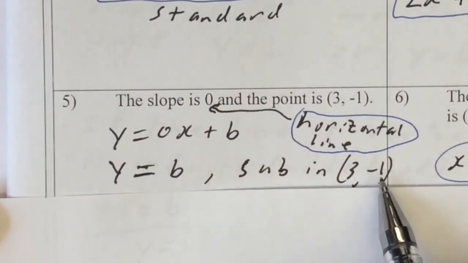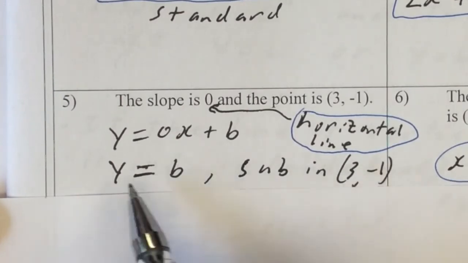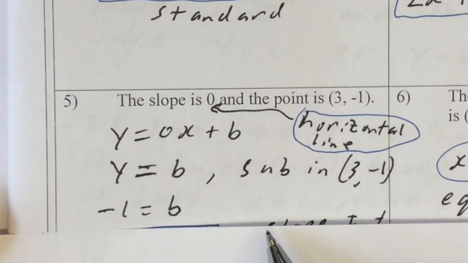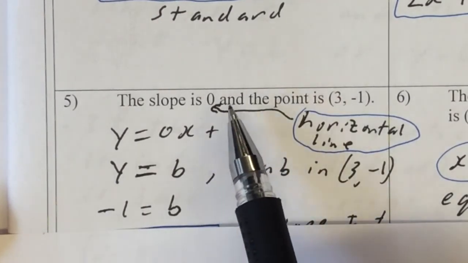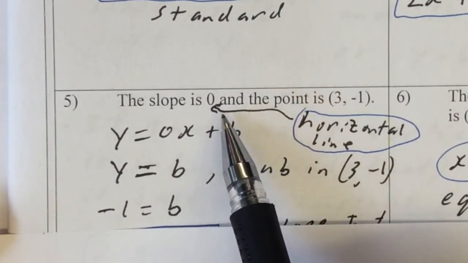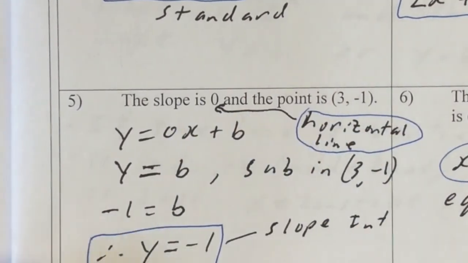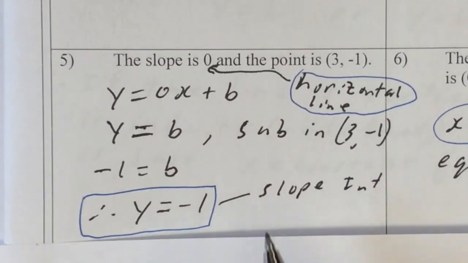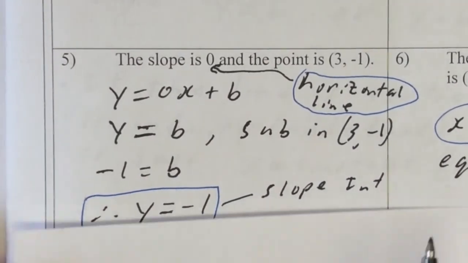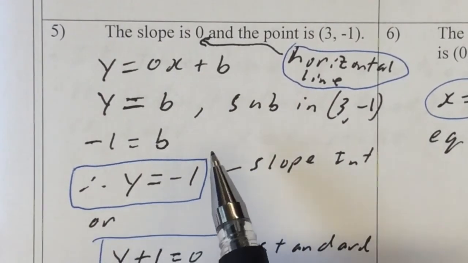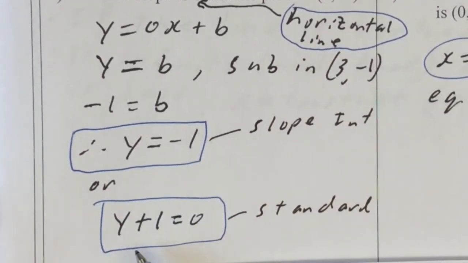If you sub in the point 3, negative 1, well, you really only have the y-coordinate to sub in. B equals negative 1. So that's true for any line that has a slope of 0. The equation is going to be y equals the y-coordinate of any point on that line. Okay? So that's slope-intercept form. Now to get that into standard form, just add 1 to both sides, and you got y plus 1 equals 0. There is no x term, so there's no ax.